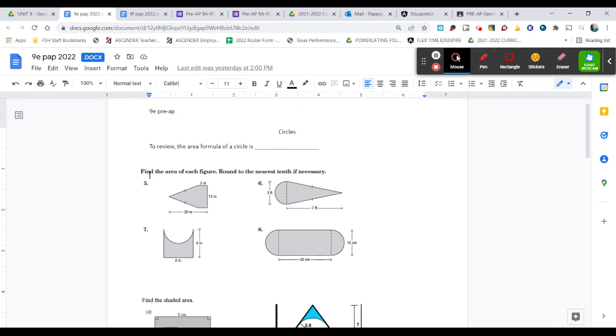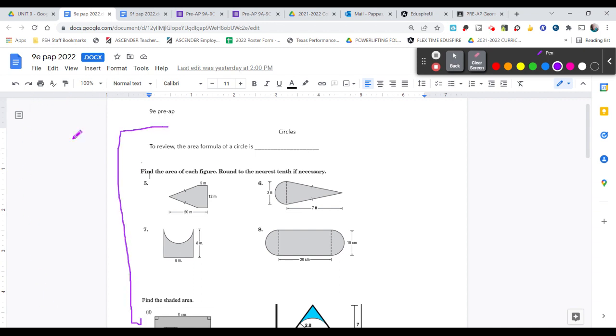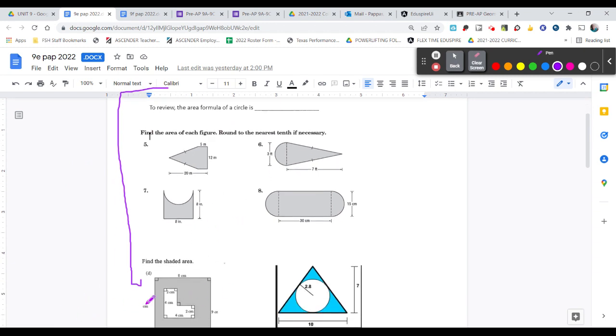All right. So we're going to go over 9E pre-AP notes right now. And again, I'm going to skip over the easier stuff that's on the videos. So all this stuff here, these four figures, 5, 6, 7, and 8, and then these two figures under the shaded area there, that's all on the 9D composite figures video.